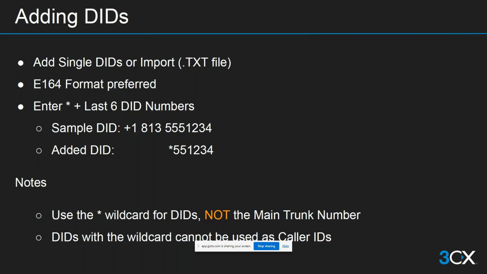Use the star wildcard for DIDs, not for the main trunk number, as the main trunk number has to be available fully at all times. DIDs with the wildcard cannot be used as caller IDs.